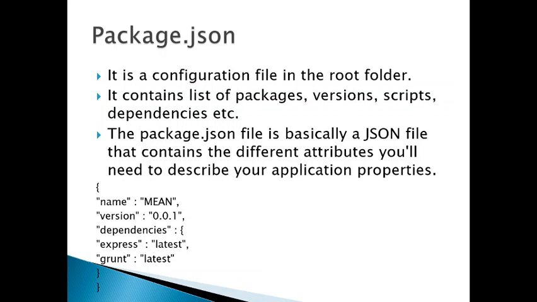So package.json file is basically a JSON file that contains the different attributes or metadata about your project. So that is a key file in your project. You will need to describe your application properties there. For example, in this example, you can see your project name is the mean, and the version is 0.0.1, and the dependencies. These are the modules that need to be installed before starting your project. So you need to install Express, the latest version, and Grunt, the latest version.